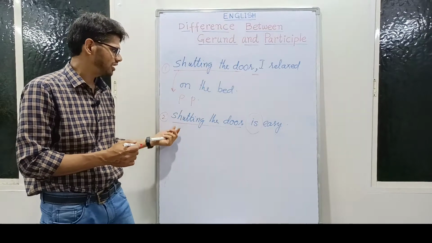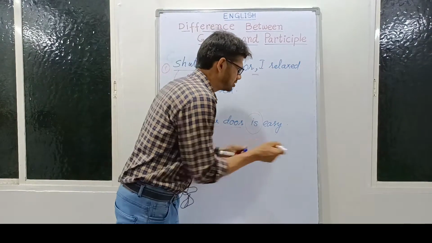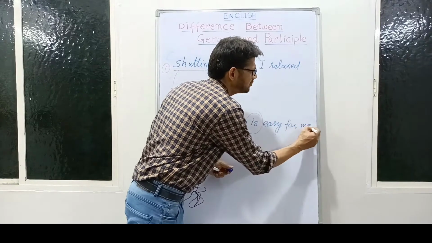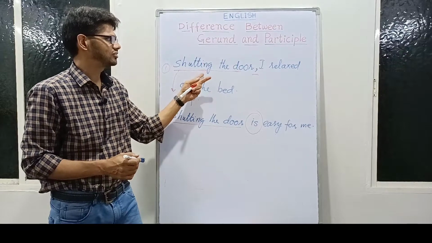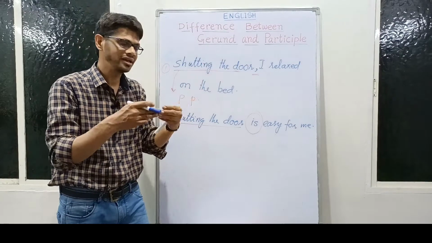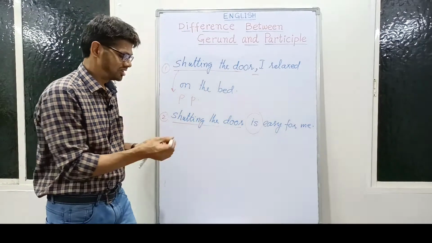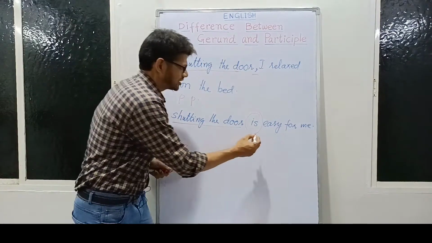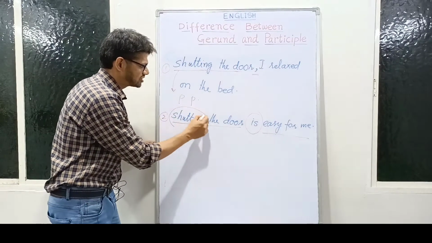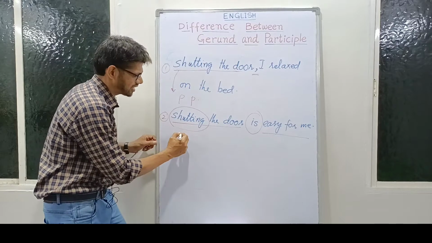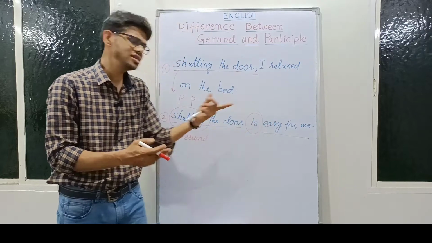But in the second sentence we have shutting the door is easy for me. So here we have only one sentence. Actually it is a combination of two sentences; we have combined two sentences and made one sentence. So here, shutting the door is easy for me. It is showing the state of being. So here shutting, this word shutting the door, shutting is actually a gerund. Door बंद करना मेरे लिए आसान, is easy for me.